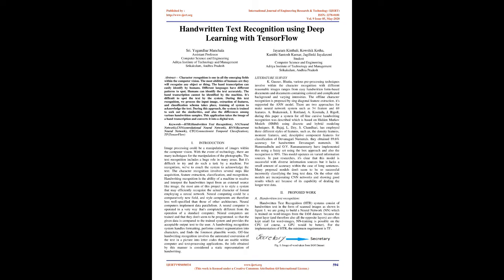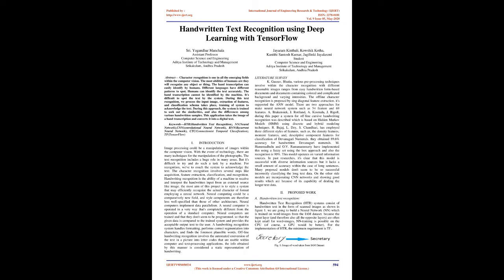A handwriting recognition system handles formatting, performs correct segmentation into characters, and finds the most plausible words. Offline handwriting recognition involves the automated conversion of the text in an image into letter codes that are usable within computer and text processing applications. The data obtained in this manner is considered a static representation of handwriting.